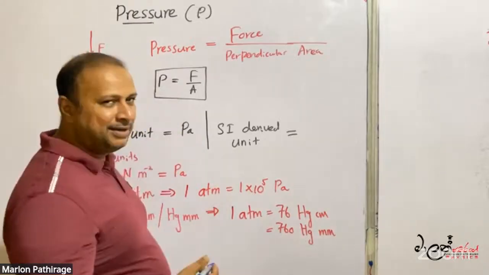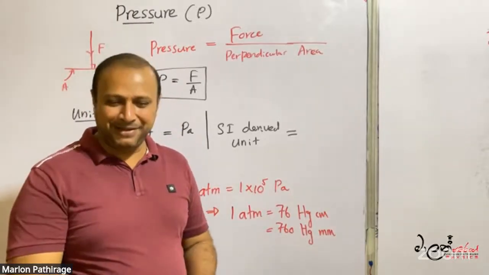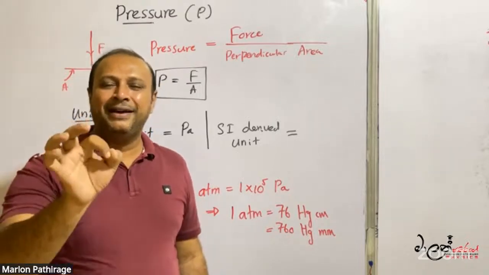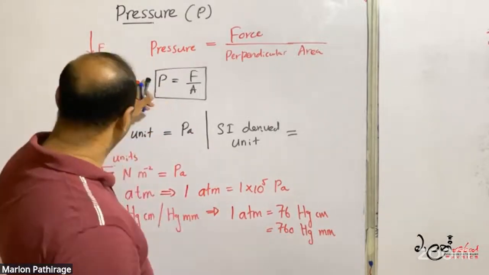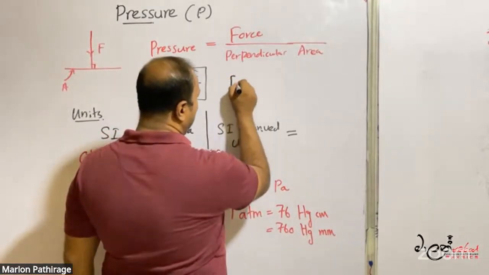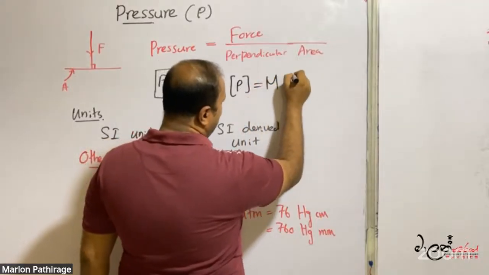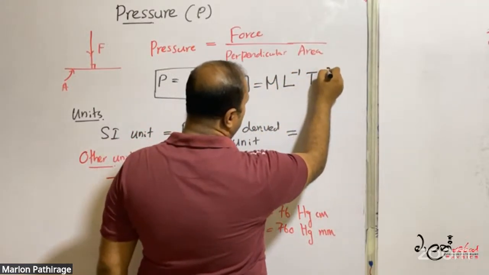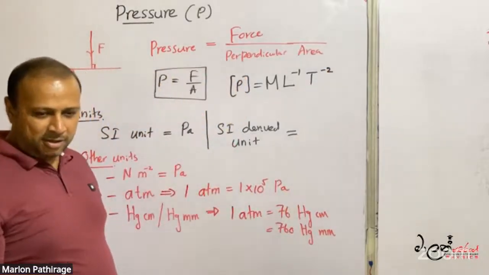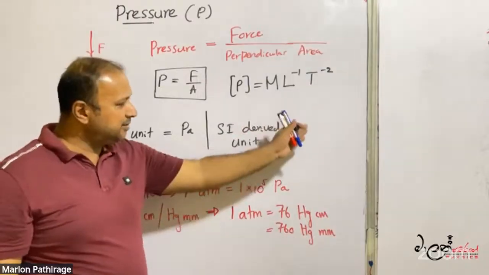So you know the dimension of pressure. The dimension of pressure is M, L minus 1, T minus 2. Therefore, by looking at this format, you can convert this into a unit.